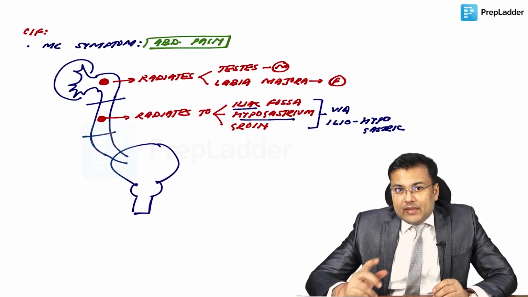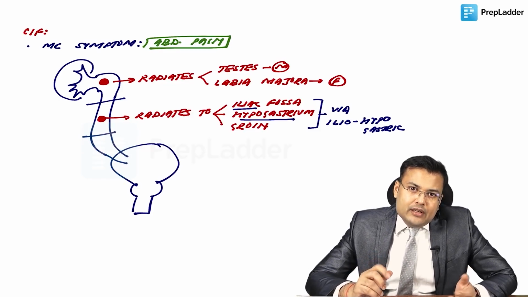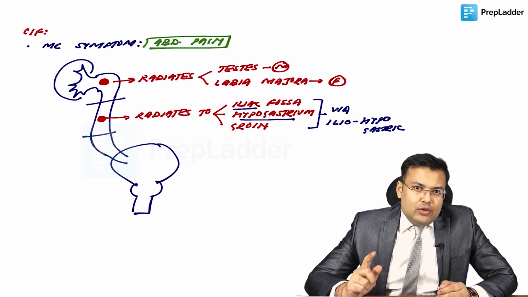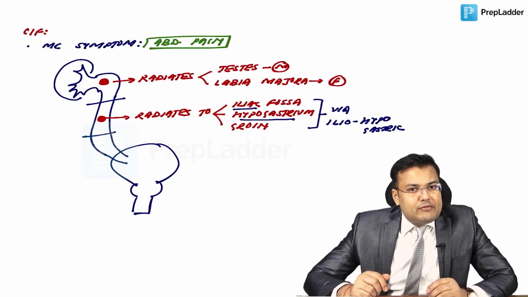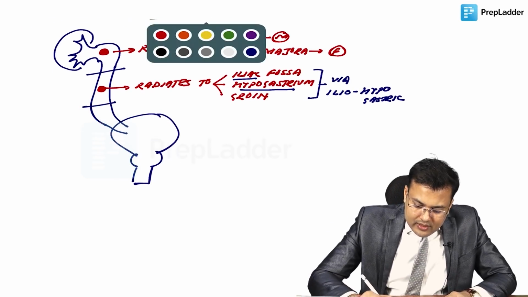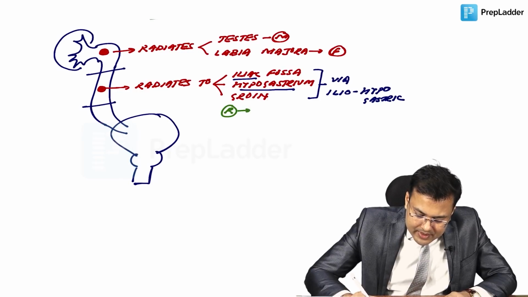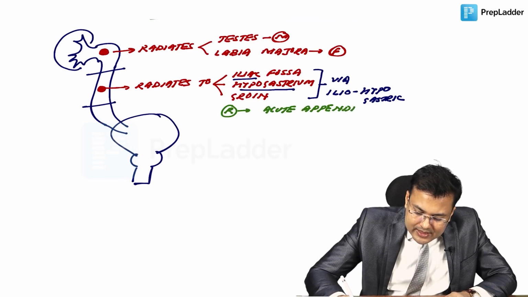acute appendicitis. And suppose stone is in the middle one third of left ureter, so pain radiates to left iliac fossa and it mimics which condition? Diverticulitis. Clear? So here on right side, this condition mimics acute appendicitis, and on left side it mimics diverticulitis.